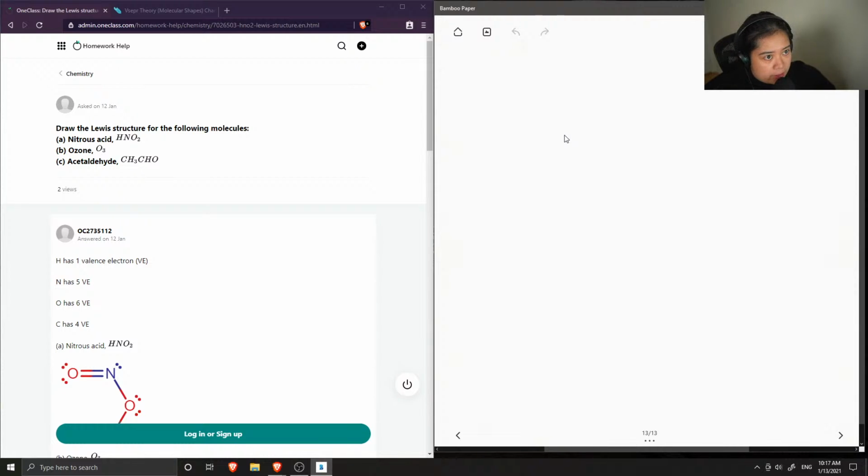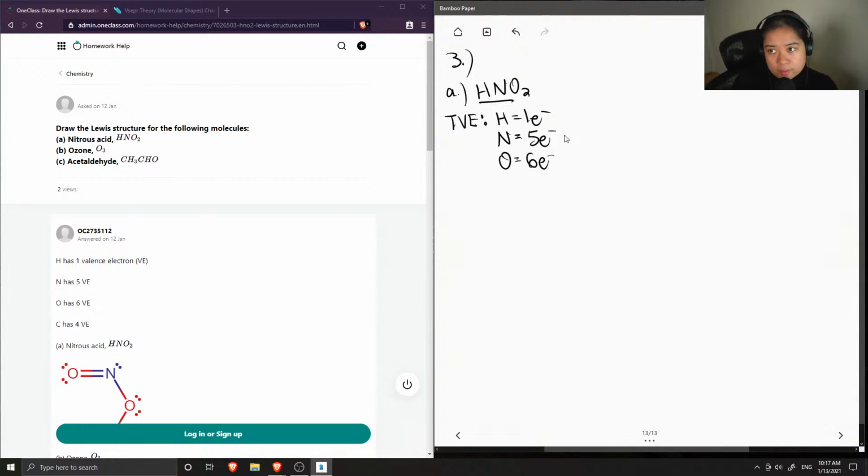Draw the Lewis structures for the following molecules. A. Nitrous acid, HNO2. Let's calculate its total number of valence electrons. Hydrogen has 1, nitrogen has 5, oxygen has 6, and since there are 2 oxygen atoms, we multiply this by 2, and when we add it all up, we get a total of 18 valence electrons.